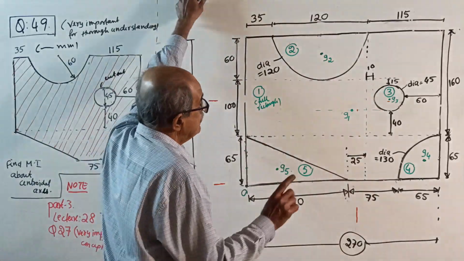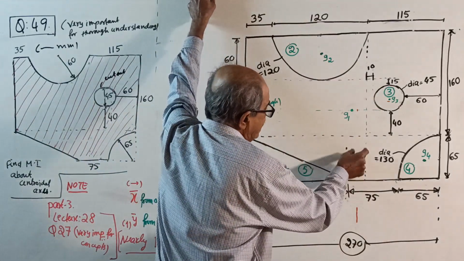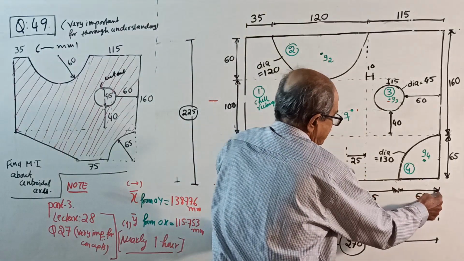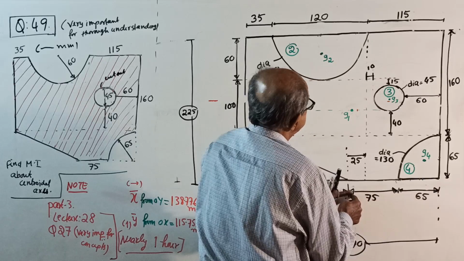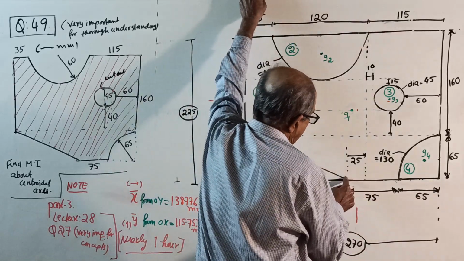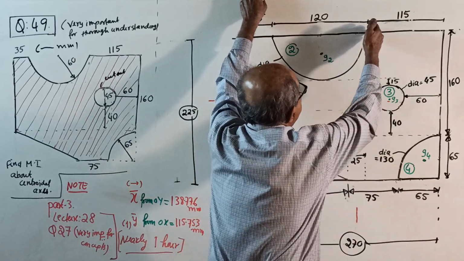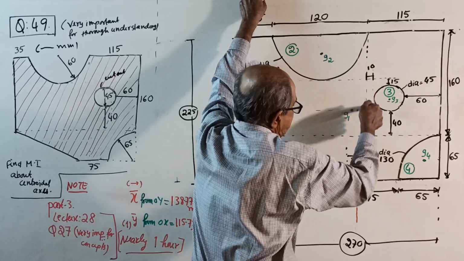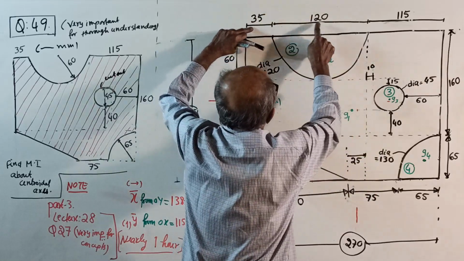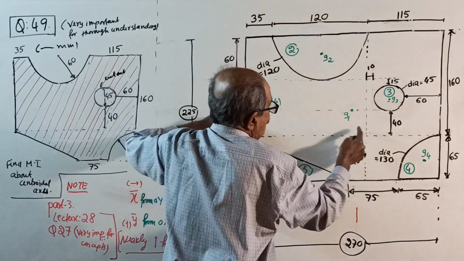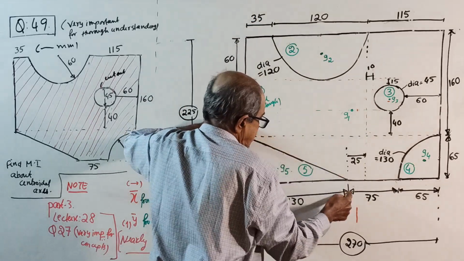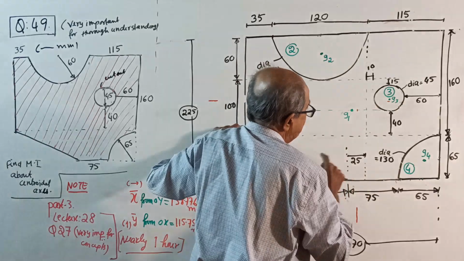Okay, then lastly, how you got this 25? See, 65 plus 75. Up to where? From the triangle here, from this triangle edge to this junction where semicircle ends. See here, 35 plus 120 is 155. From 155, subtract 130, you will get 25.